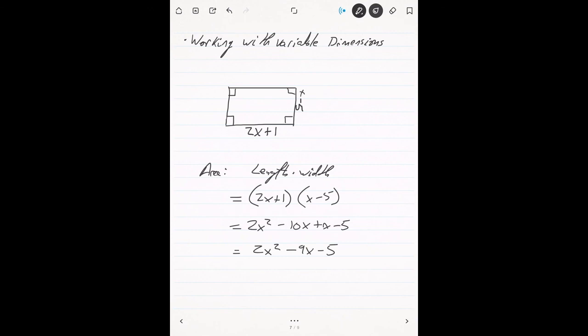All right, well, hopefully this problem was easy for you, if not easier than the previous problems we've been working on. But remember, area is the length times the width for a rectangle. So we have the length, we have the width. All we have to do is multiply these two polynomials together, and you'll end up with 2x squared minus 9x minus 5.